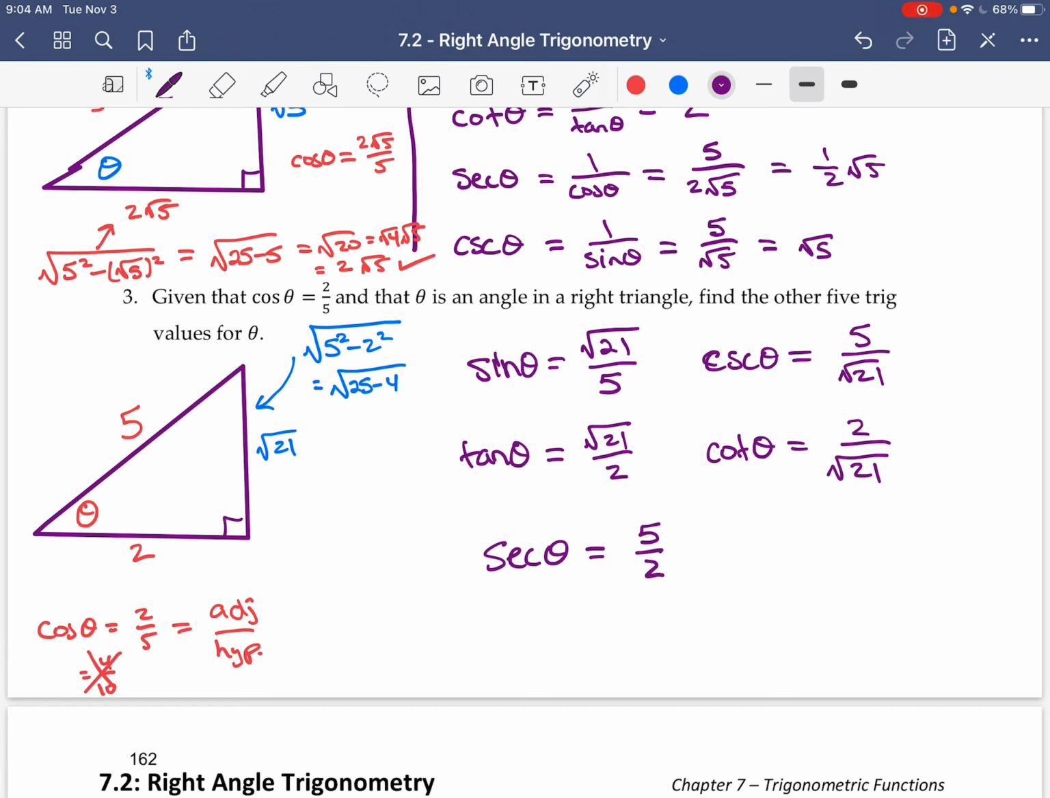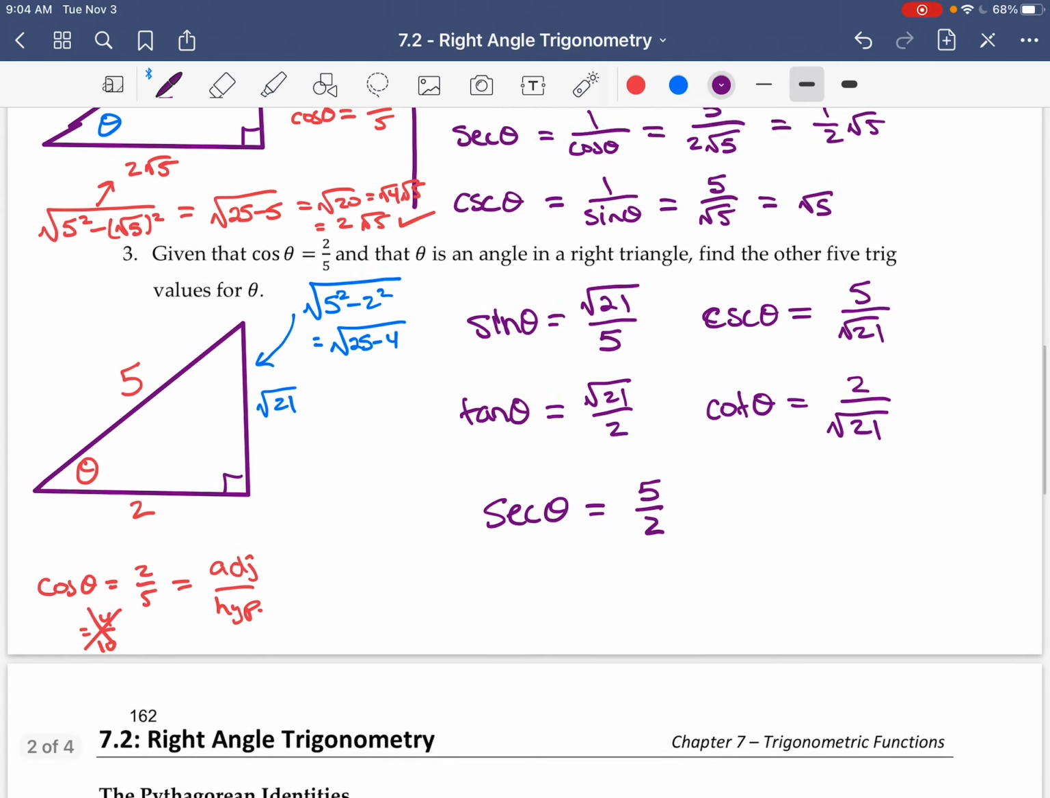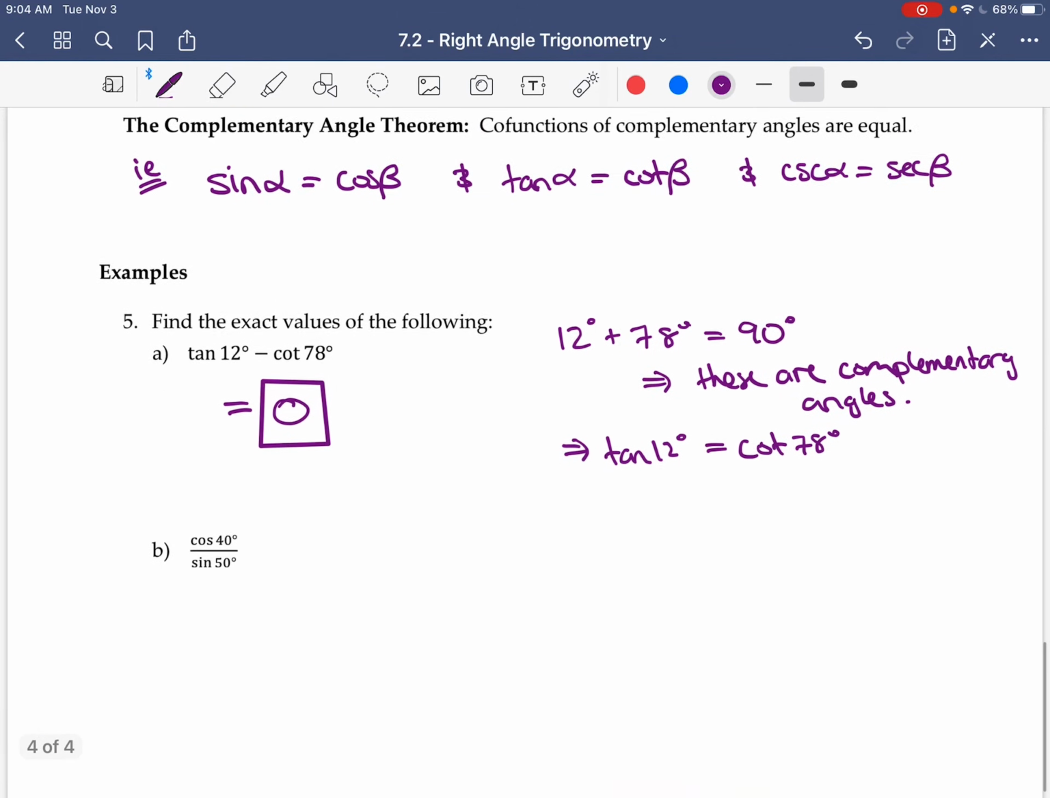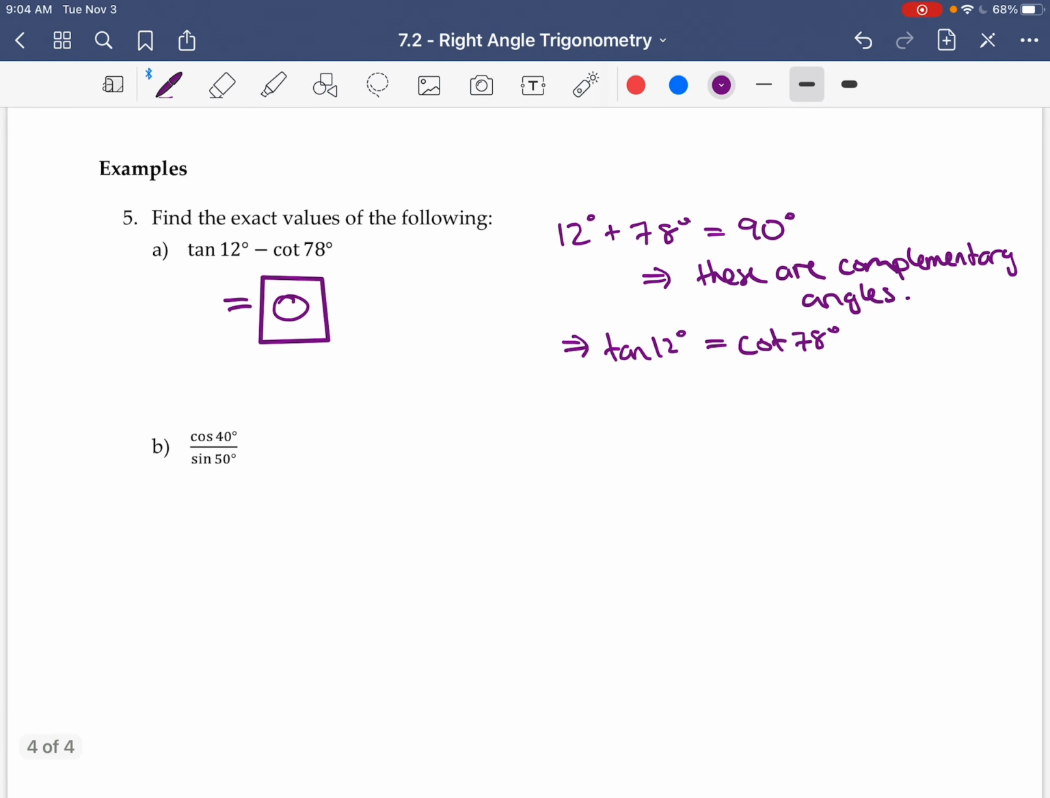So all we had to do is put it in a triangle, and then we can find all the other ones. Okay, there's one other one that we want to do. So here we have cosine of 40 degrees divided by sine of 50 degrees.